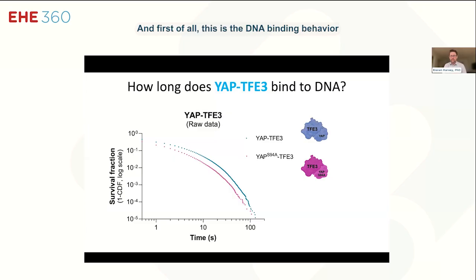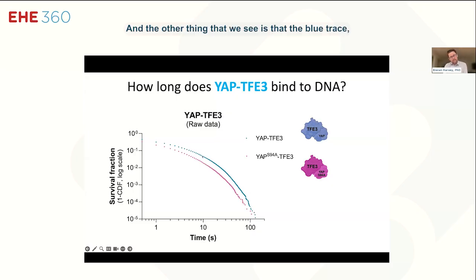And first of all, this is the DNA binding behavior of YAP-TFE3 in the blue, then this mutant that can't bind to the TEAD proteins in the magenta trace. And what we see is something that is seen for many transcription factors, and that is that they bind to the DNA on a broad set of time scales. So this is the log scale. You can see that we've got events that we're recording for 1 second or a couple of seconds, but it's really a broad continuum right out to around a couple of minutes.